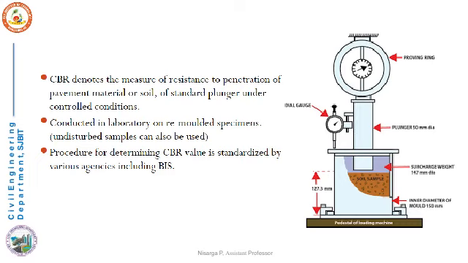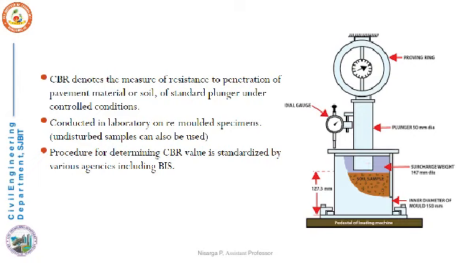The CBR value is usually determined in the laboratory on a remolded specimen, and the test can also be conducted on undisturbed samples extracted from the field. The procedure for determining the CBR value is standardized by various agencies including the BIS. Test setup: the picture shows the typical test setup. First we have the loading frame on which the load is applied, and then the plunger of 50 mm diameter which will be penetrated into the soil. Then we have the mould, which the soil is filled into, and the plunger is allowed to penetrate into the soil, and we note down the resistance to penetration.